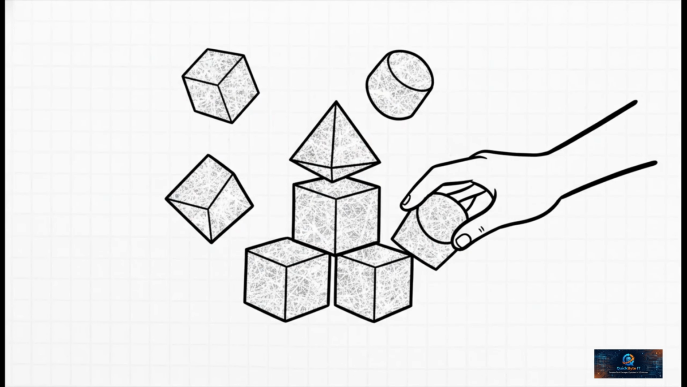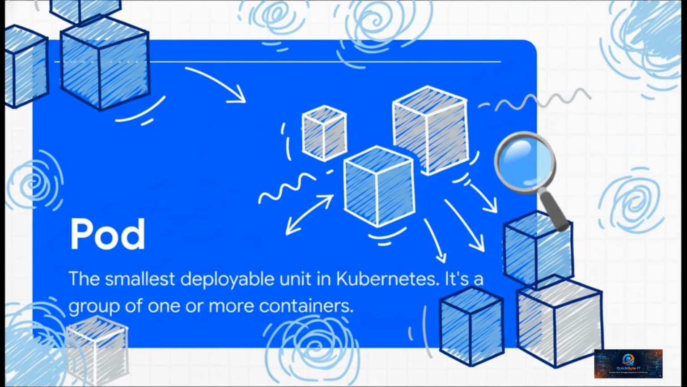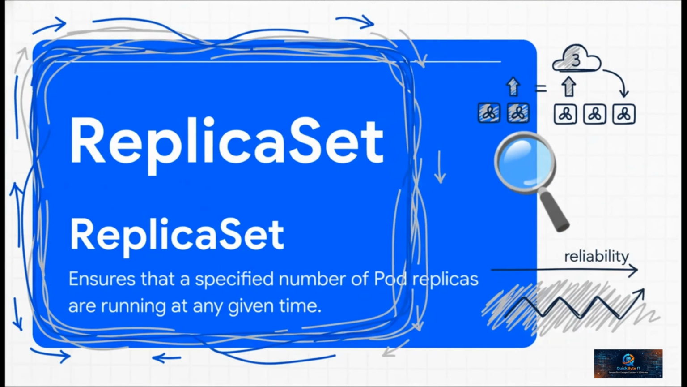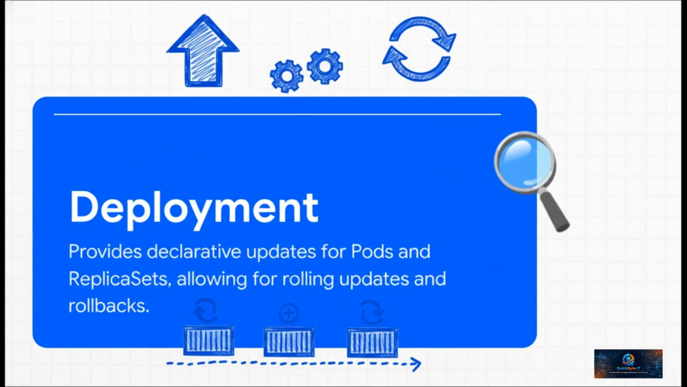So, how do you tell Kubernetes what you want? Well, you use these building blocks called objects. It all starts with a pod. This is the most basic unit, and it holds your application's containers. But just one pod isn't very safe, right? So a replica set makes sure you always have enough copies running. And a deployment manages the replica set, letting you update your application with 0 downtime.